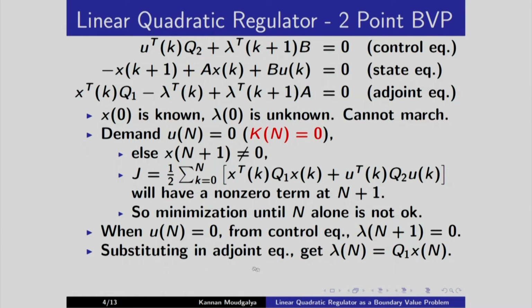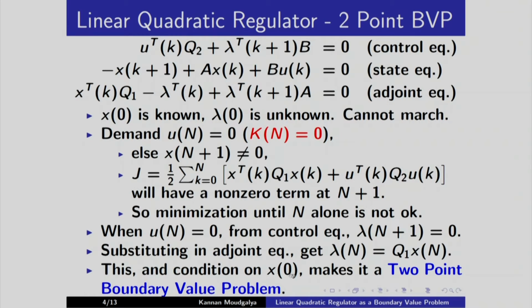Now substitute u n equals 0 in the adjoint equation. Substitute lambda n plus 1 equals 0 in the adjoint equation. So this term goes away, and I get lambda of n equals q1 into x of n. Remember, this q1 is symmetric. So this term is 0 and then we take the transpose of this and arrive at this equation. This and the condition on x0 makes it a 2-point boundary value problem. x0 is known, lambda n is known, so this is a 2-point boundary value problem. We can get a direct solution.